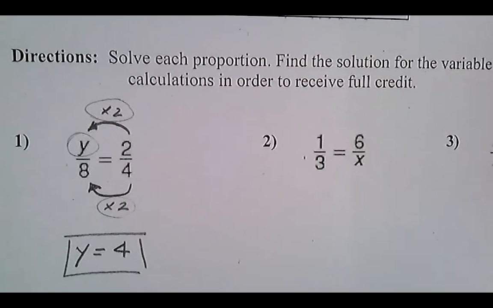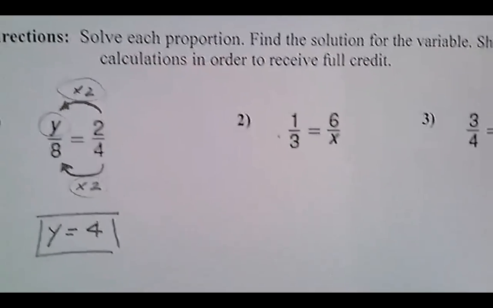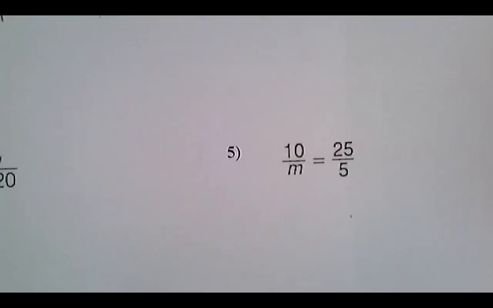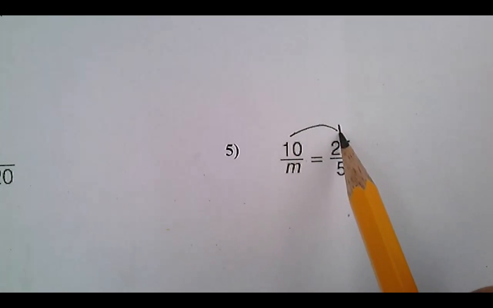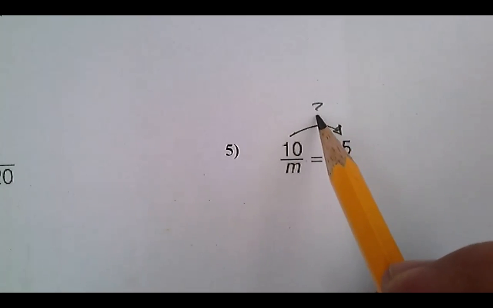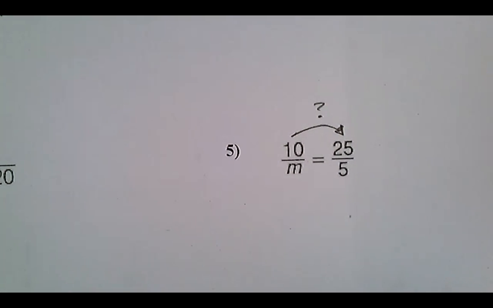Now you're going to get to some problems where you're not going to be able to leapfrog it. So for example, down here on this one, we can't really leapfrog this, right? 10 times what makes 25? That's going to be a little harder to leapfrog. So you're going to have to cross multiply. Okay. All right. So that is your lesson.